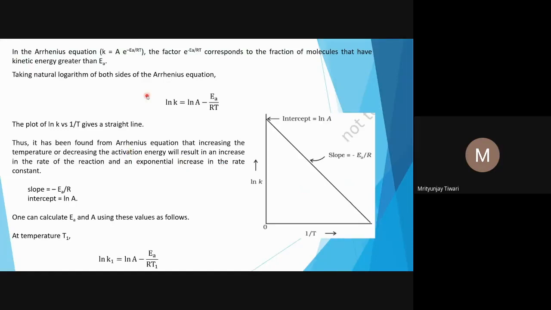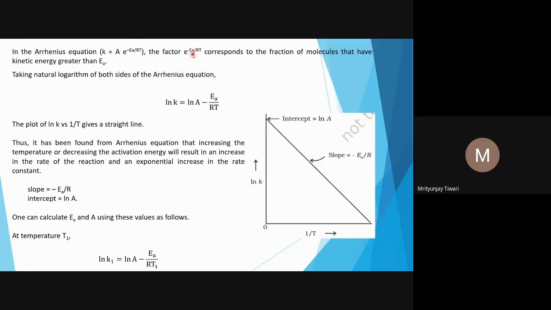Now let's go back to the Arrhenius equation. What was the Arrhenius equation? K is equal to A, capital A, into e to the power minus EA by RT. EA is the activation energy, A is the pre-exponential factor or Arrhenius factor, K is the rate constant, R is the gas constant, and T is the temperature.